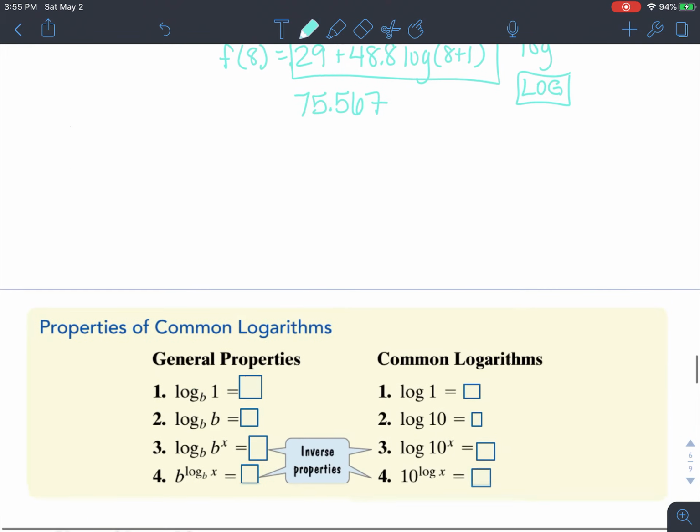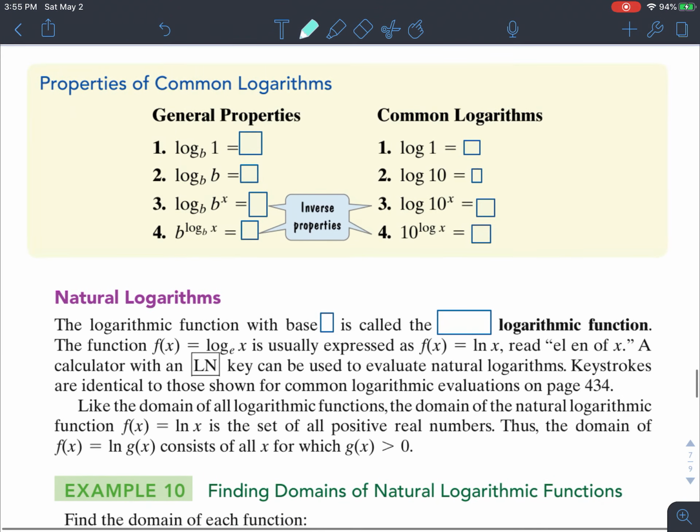Okay, so here we have just a little concise summary of some general log properties. So log base b of 1, of course, is going to be 0. We talked about that earlier. Log of 1, therefore, is going to be 0.